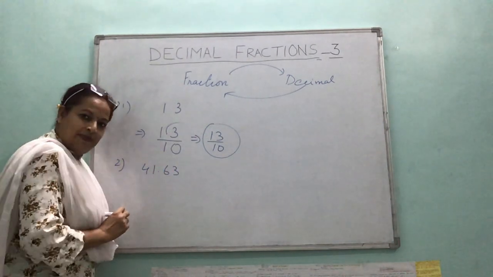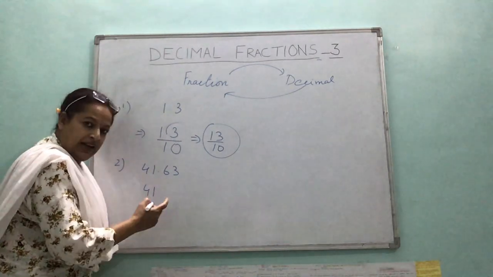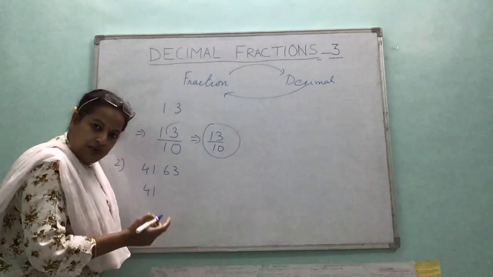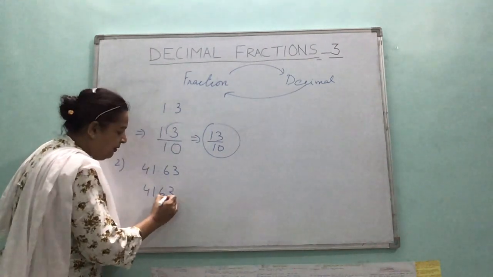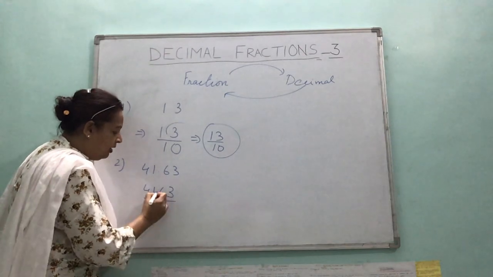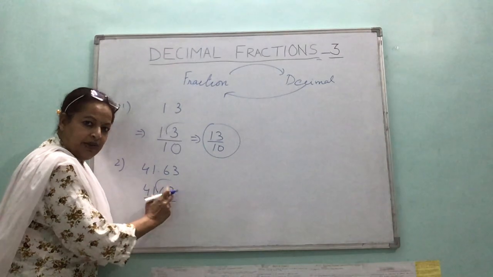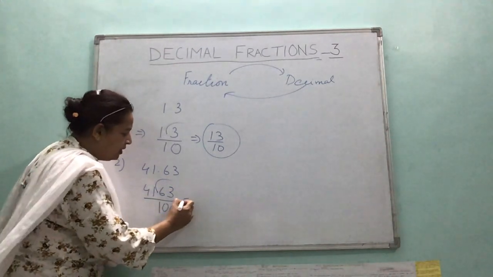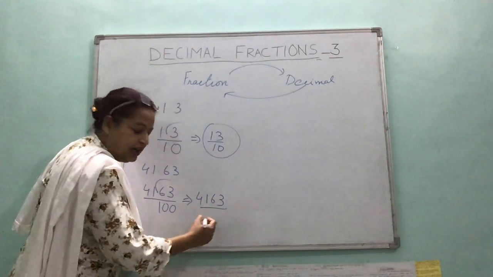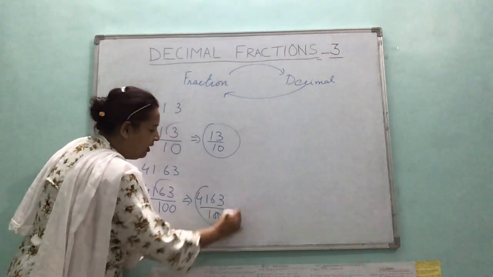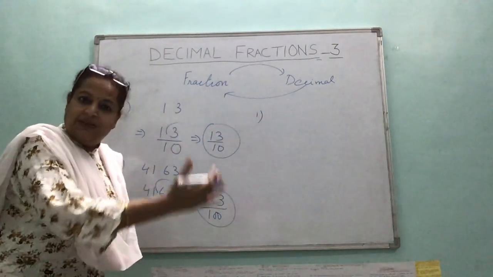Let's take another example: 41.63. In the beginning, as I said, you copy the number, remove the decimal and put 1. Otherwise you don't need to write it; we can do it mentally. How many digits follow after the decimal? 2. So put 2 zeros. So what would be your answer? 4163 divided by 100. One more example. It's very easy to convert decimals to fractions.